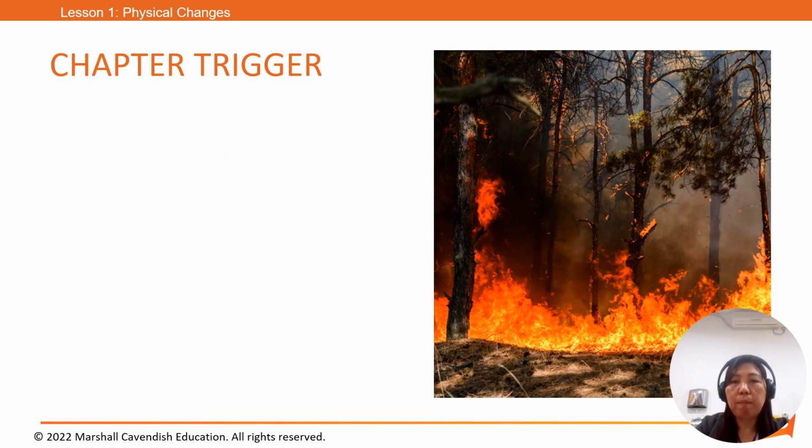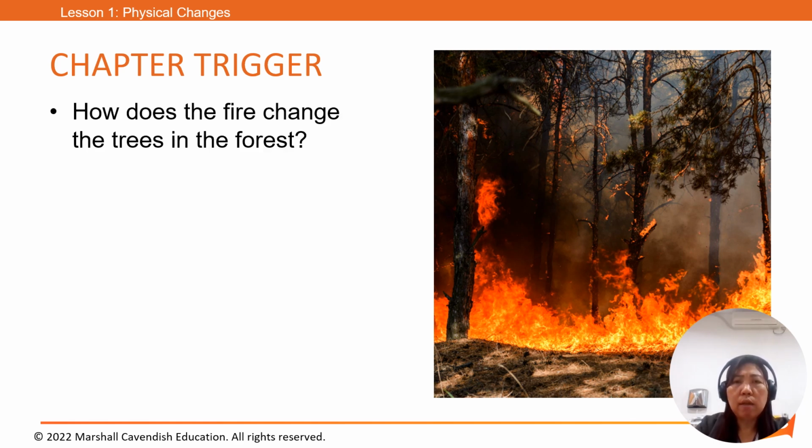Now, if we look at the picture for the chapter trigger, let's see one of these questions. How does the fire change the trees in the forest? First of all, what is happening to the trees in the forest? You can see that the trees are burning. Can we undo these changes? For example, after the trees are burned and the fire is out, will the trees be back as usual as previously? Well, the answer is no.